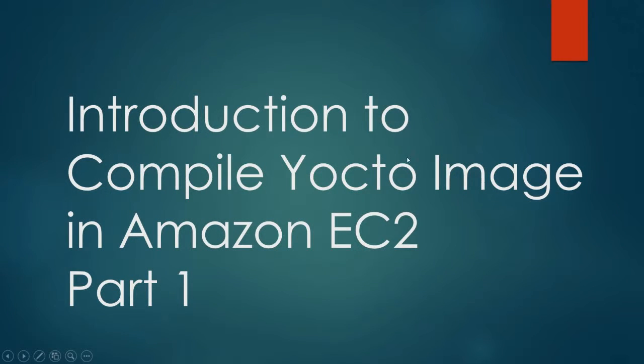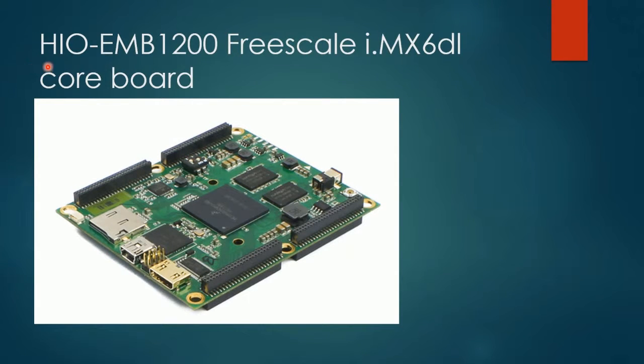In this video, I'm going to introduce you to compiling a Yocto image in Amazon EC2. The Yocto image that I'm going to be creating is for the HIO-EMB 1200 Freescale IMX6 dual-core. This one has a 1 GHz processor, 64-bit, 1 GB of SDRAM, and 4 GB of flash storage.